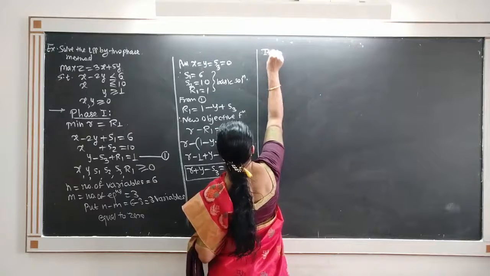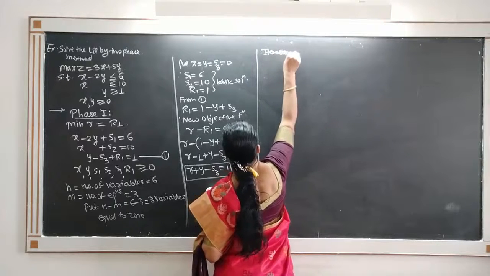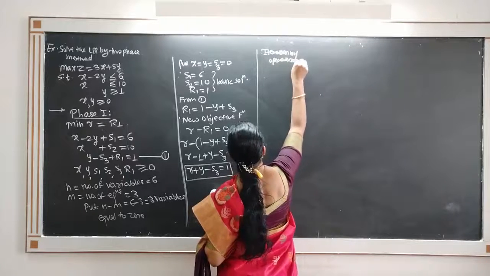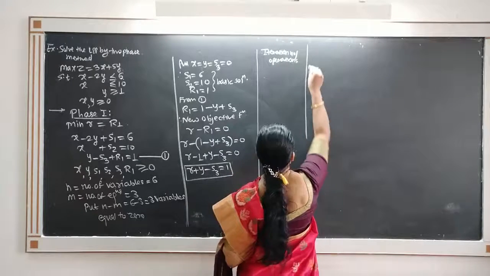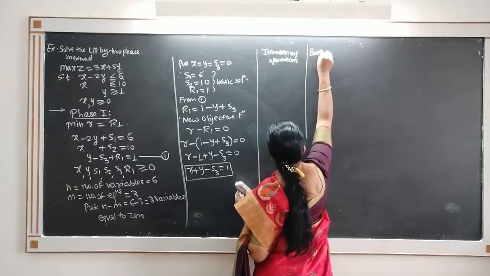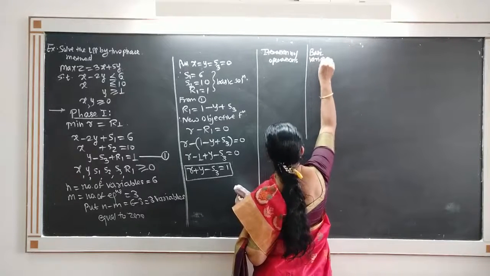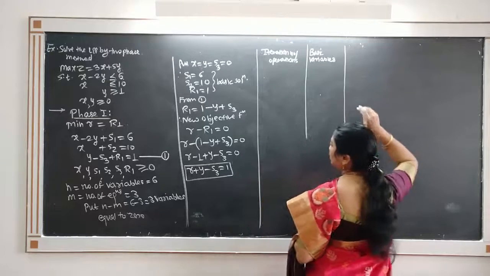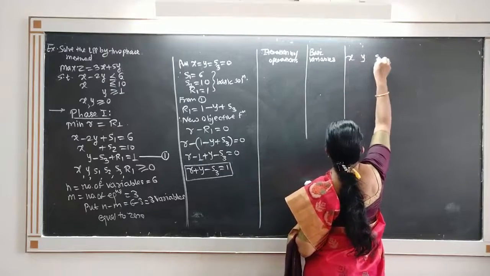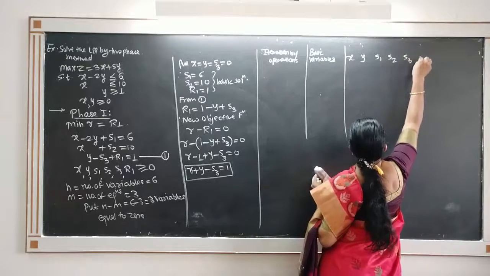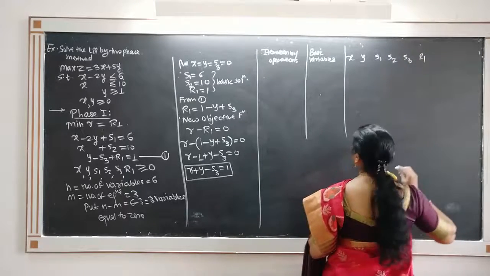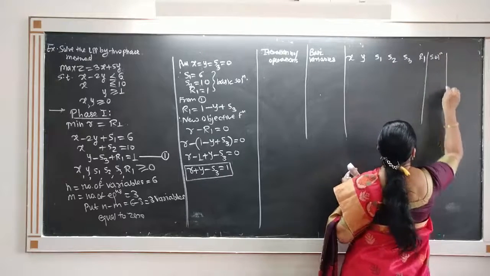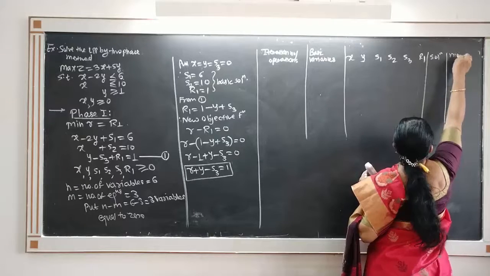Therefore the first column is iteration number and operations, what we are going to do. The second column is basic variables. Then all the variables which are present, that is x, y, s1, s2, s3, r1. The solution, and lastly minimum non-negative ratio.